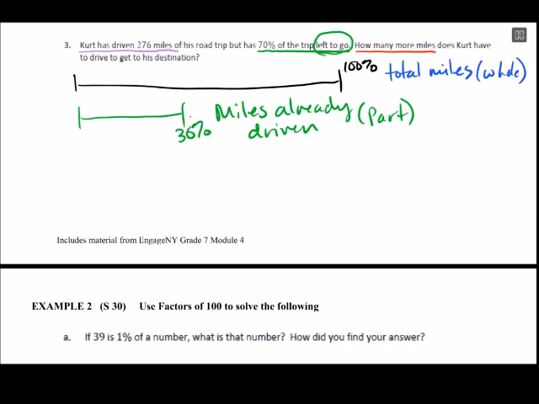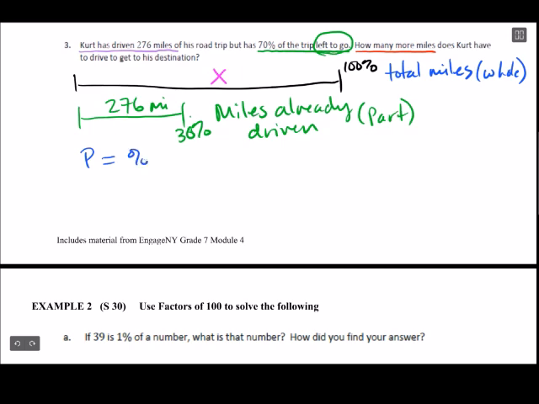Now let's label what we know. We know that our part here is 276 miles. Now let's take a look at this. Are total miles going to be a lot more or a little more? Well, if we've only gone 30%, then our answer is probably going to be a lot more. So let's find out how many total miles there are on this trip.